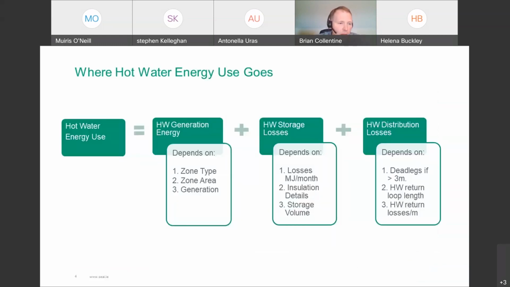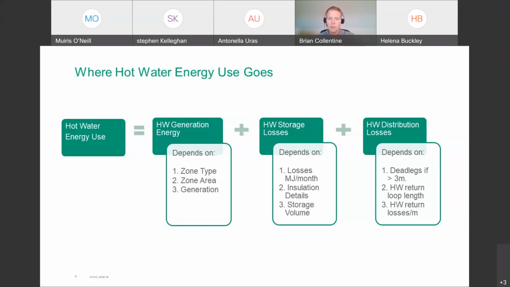Before we move on with all of that, what is hot water energy use? Well, hot water energy use is a combination of hot water generation energy plus your storage losses plus your distribution losses. Your generation energy is dependent on your zone type, your zone area, and your generation type. Storage losses are from your cylinder or heat exchanger, generally in megajoules per month, but can also be done in insulation and storage volume as well.